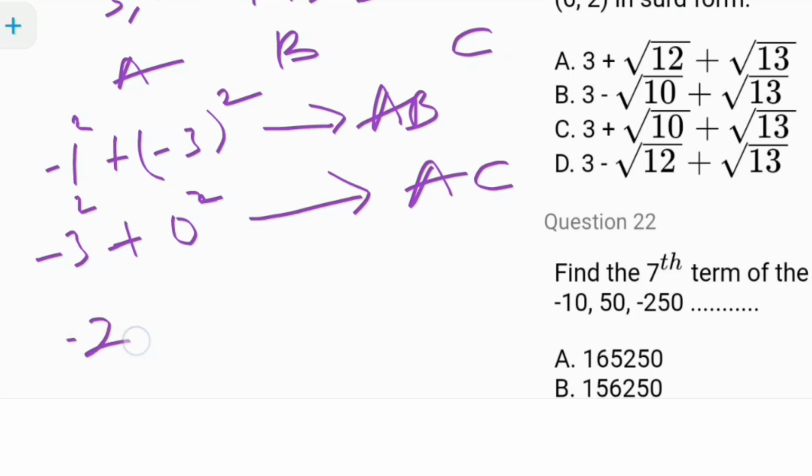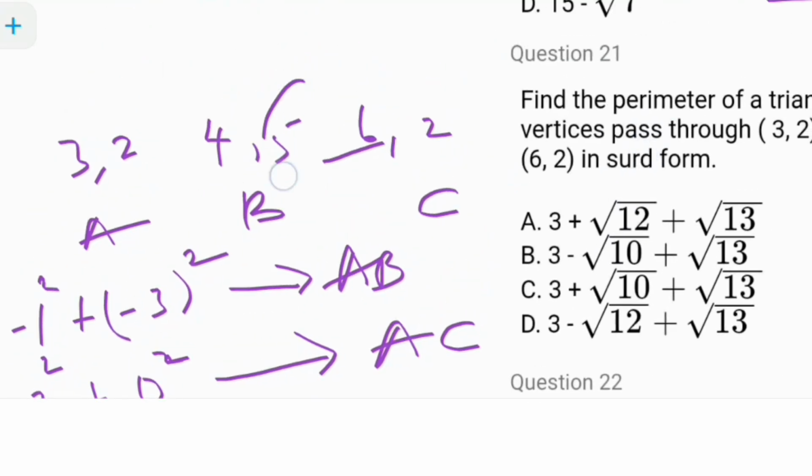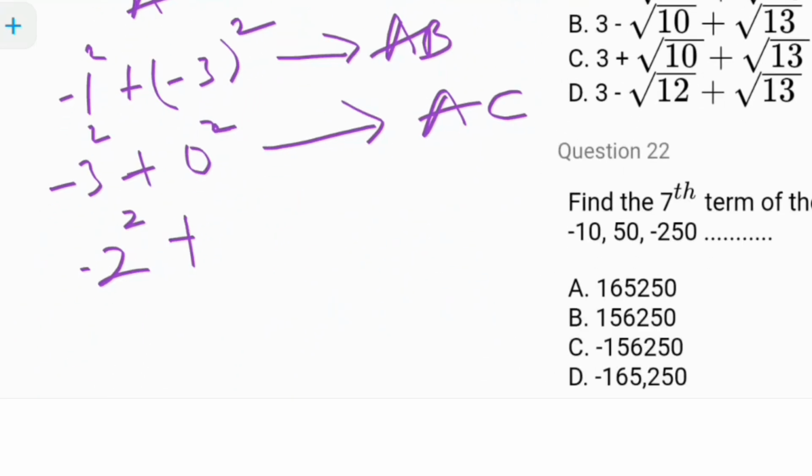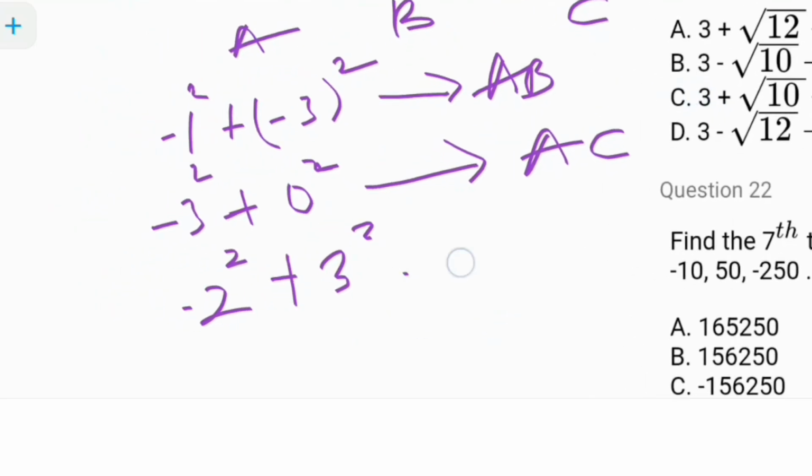So you have minus 2. You square that, plus 5 minus 2 here. That will give you 3. Then that will be 3 squared. Then you just finish it up. Just simplify. This one is for BC. Then you just simplify everything out.